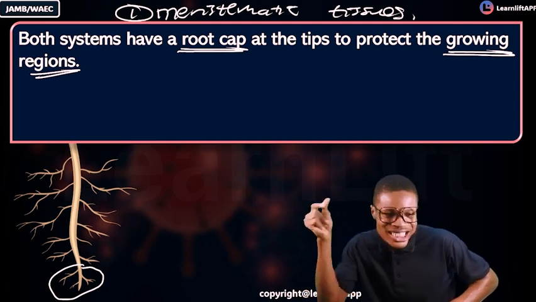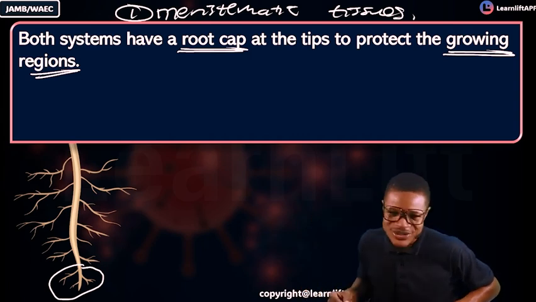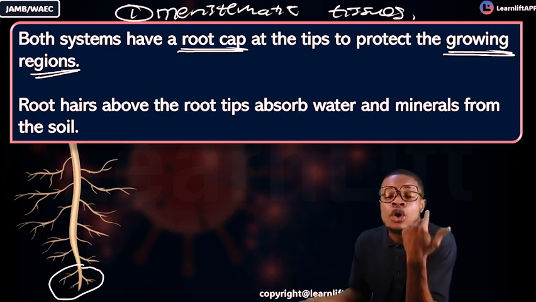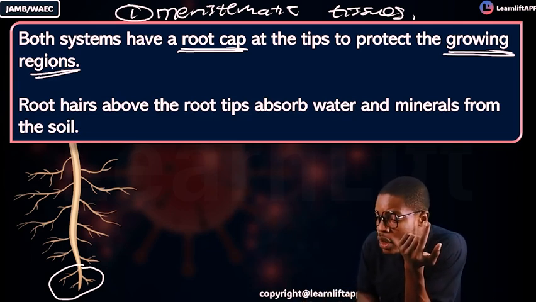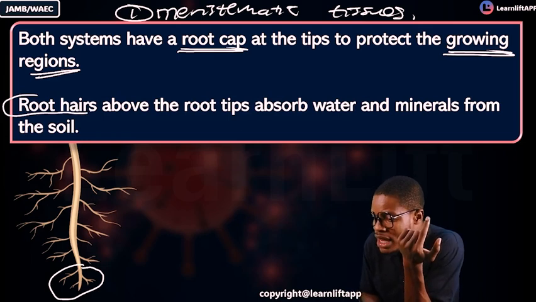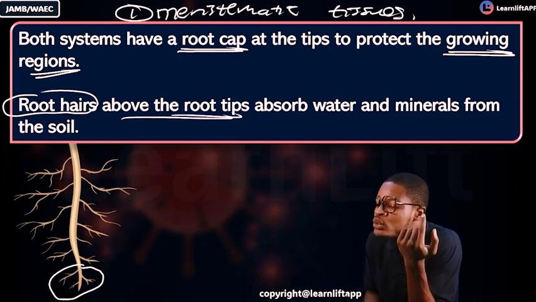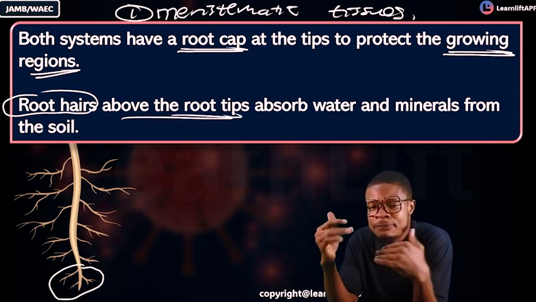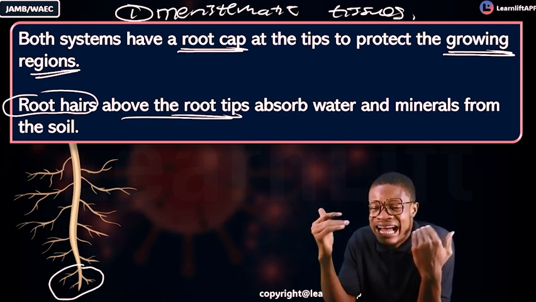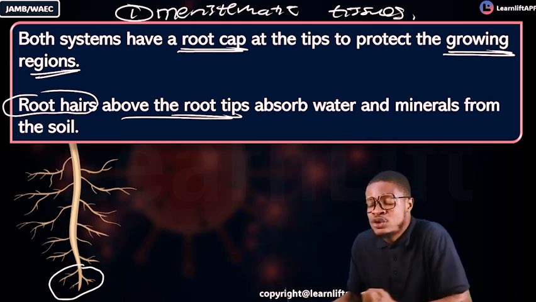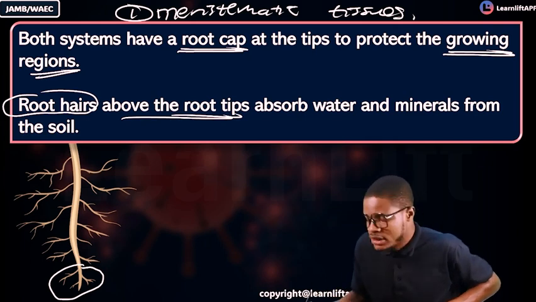When we get to growth in plants, I'll teach you. Don't forget this very quickly, that there is also what we call your root hairs. Where do we see them? Above the root tip. Above the root tip, you see your root hairs that absorb water and nutrients from the soil.